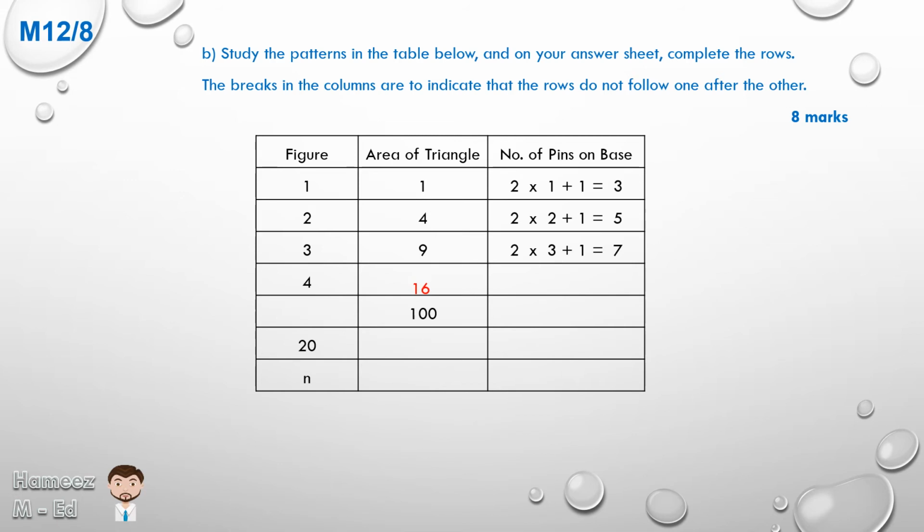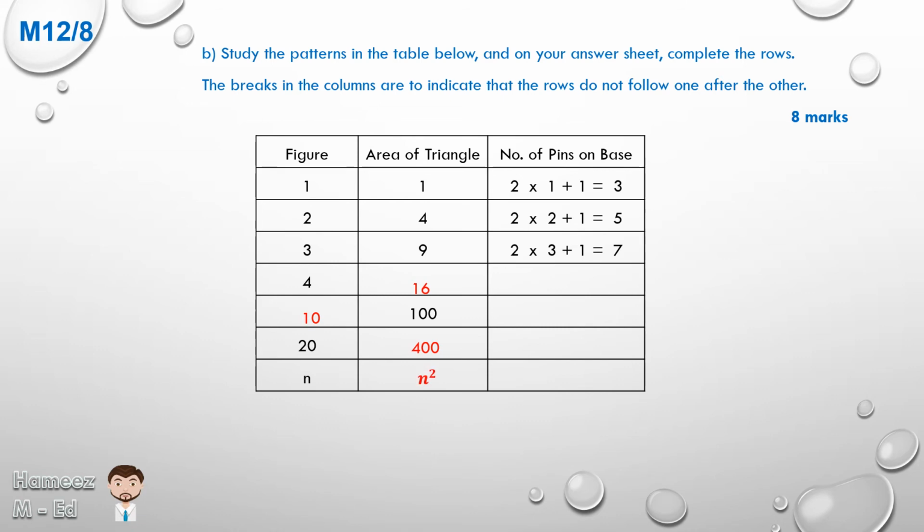And for the next row, they gave us the area of the triangle, which is 100. So what number, when squared, will give us 100? Well, we can find the square root of 100, and that will be 10. And for the next row, for figure 20, so we're extrapolating the concept for the 20th figure. And the area of that triangle would be 20 squared, which is 400. Remember, you have your calculators in this examination, so you can use them. And if it was for any number, it doesn't matter what number it is, then for that figure, we'd call it n, and the area of that triangle would be n squared.